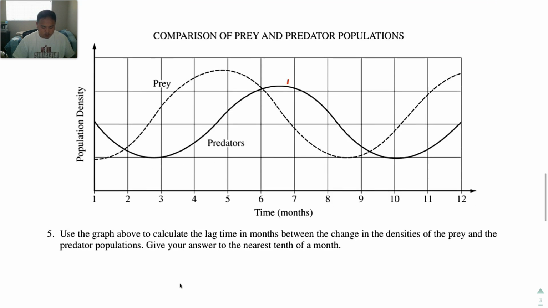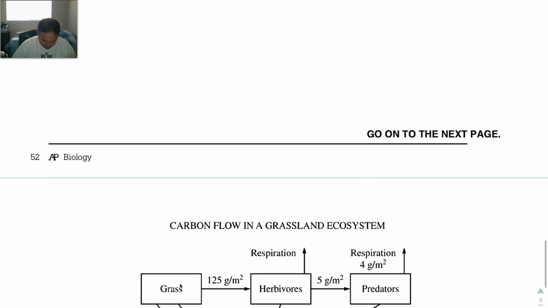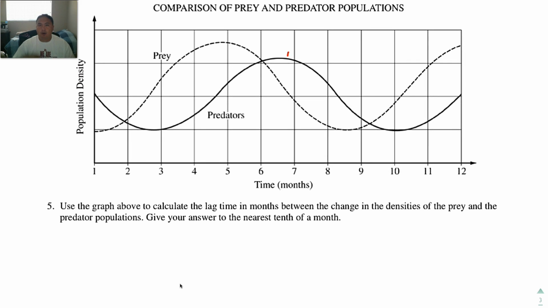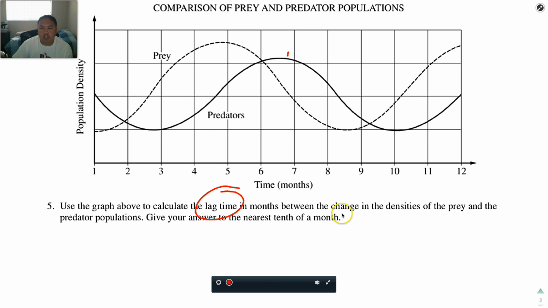All right, 2 more questions, both a little bit easier. This one says, use the graph to calculate the lag time in months between the change in the densities of the prey and the predator. So to find the lag time, here's the population of the prey, and then eventually the predators come, and then the prey goes down, and then the predators go down.